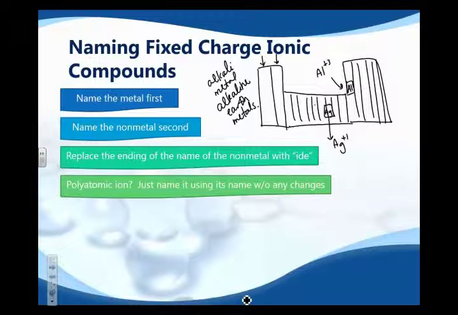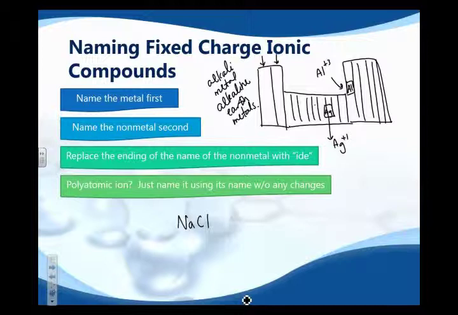I'm not going to hold you accountable for knowing them, but you may run across a couple maybe in your homework where the charge isn't provided, but you can look it up elsewhere. When you're writing the name of an ionic compound, you actually already have some experience doing this because you're probably familiar with this compound.